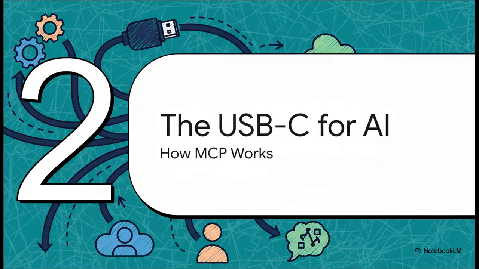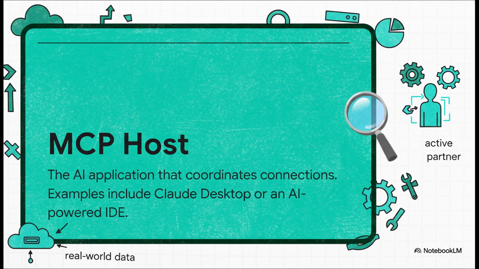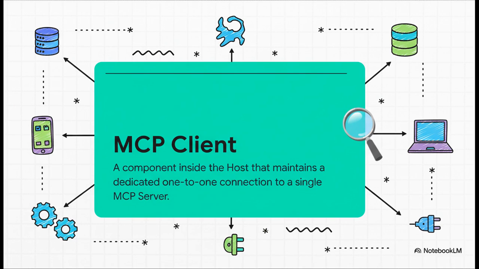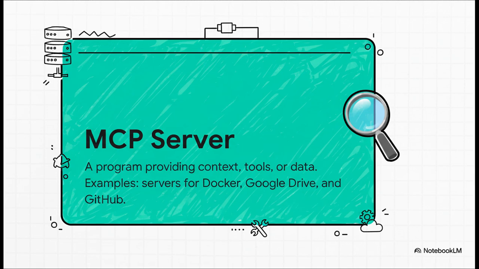So how does this universal connector for AI actually work under the hood? Let's break down the three core pieces that make it all happen. It all starts with what's called the host. This is the main app you're actually using. It could be something like the Claude Desktop app or maybe an AI-powered code editor. It's the central hub. Now, inside that host, for every single thing it wants to connect to, it creates a client. You can just think of each client as being like an individual plug on a power strip, ready to connect to something specific.